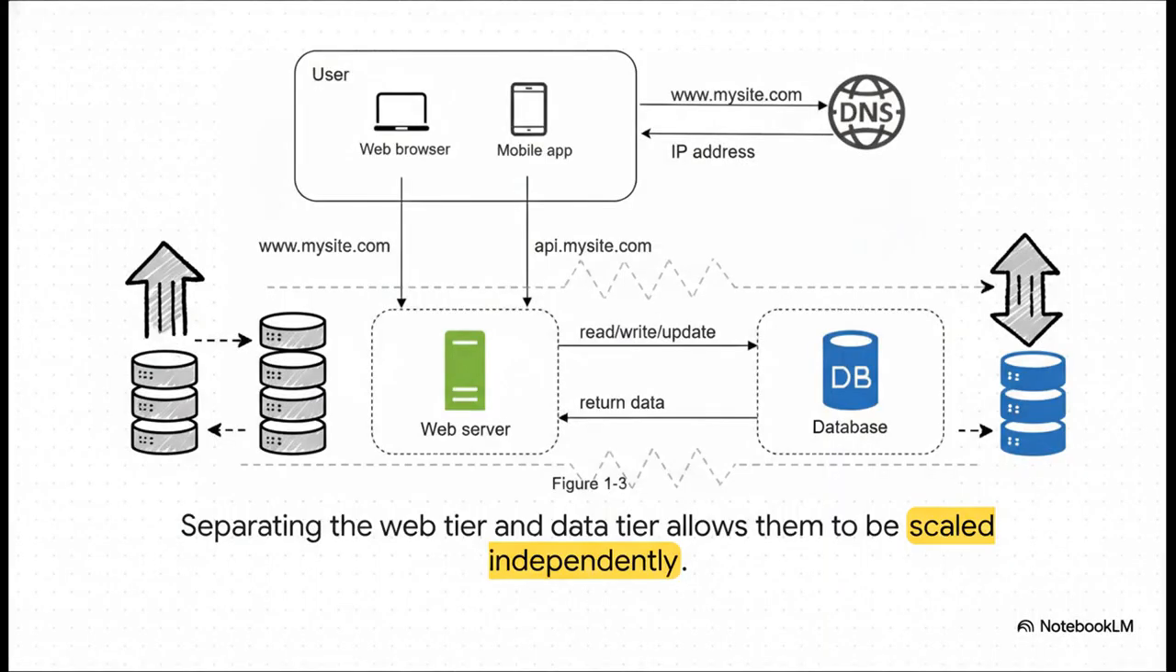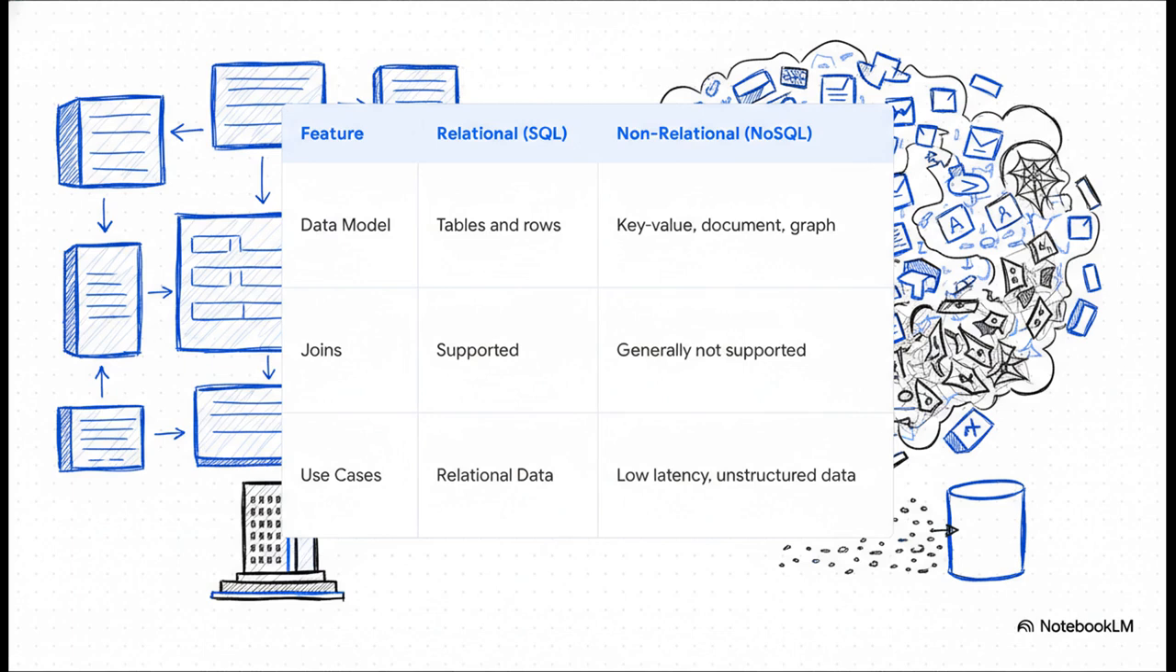So what's the first move? You specialize. You split things up. We're going to separate the web server from the database. This creates what we call a web tier and a data tier. And this is a total game changer, because now we can scale each part on its own. If the website's slow, we beef up the web tier. If the database is choking, we focus on the data tier. It gives us options.